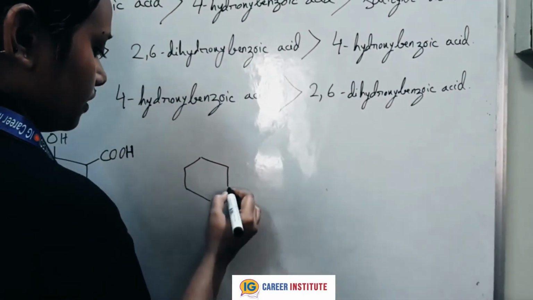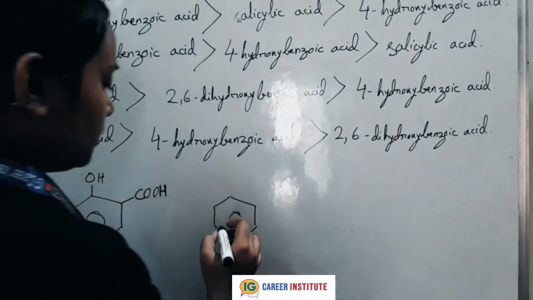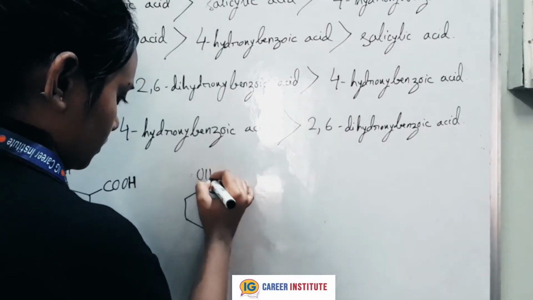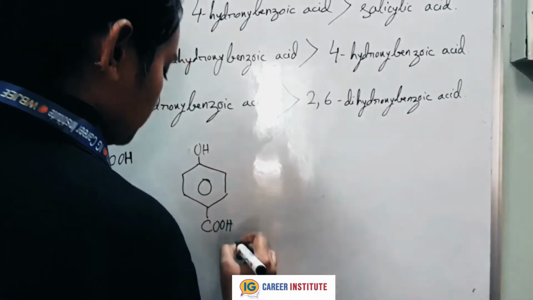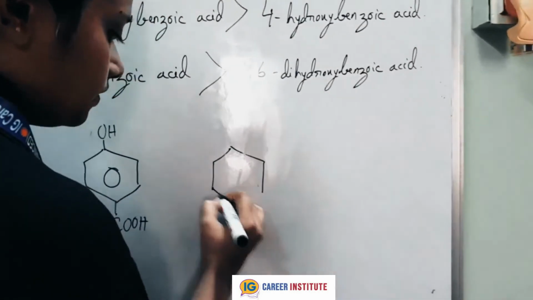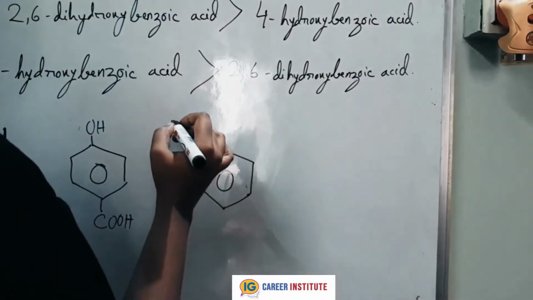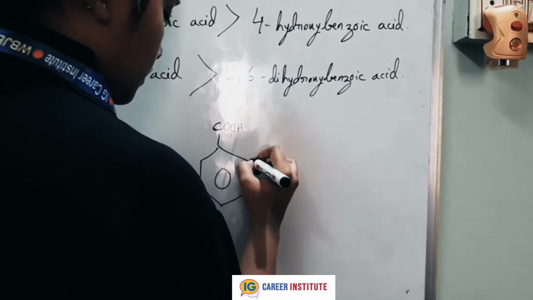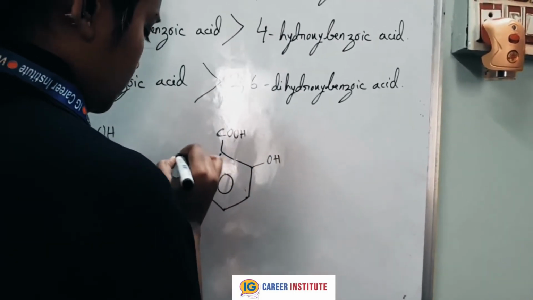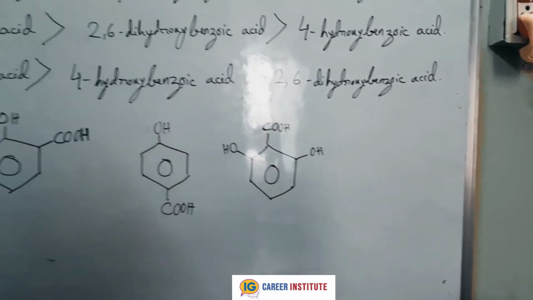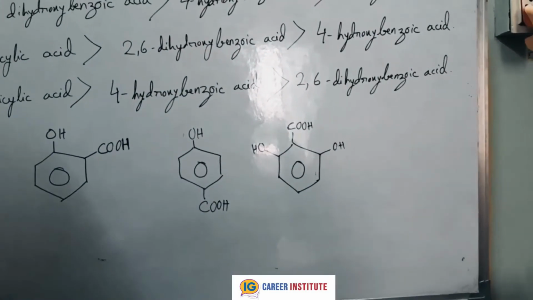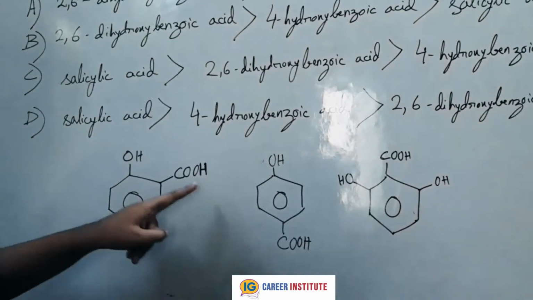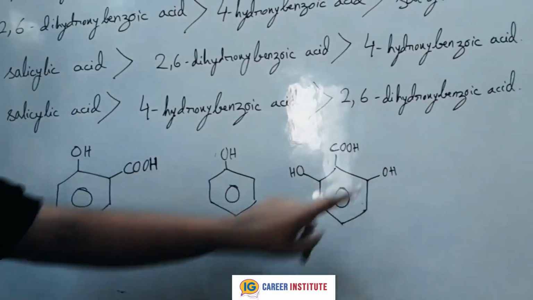Next, what we have is 4-hydroxybenzoic acid. This is the hydroxy group, rather here the COOH is in the para position. This is the 4-hydroxybenzoic acid, and the last one is 2,6-dihydroxybenzoic acid. So the dihydroxy groups are in the 2 and the 6 position, that is both the ortho positions are filled with 2 OH groups. So basically whichever compound will release its proton easily, that will have greater acidity.